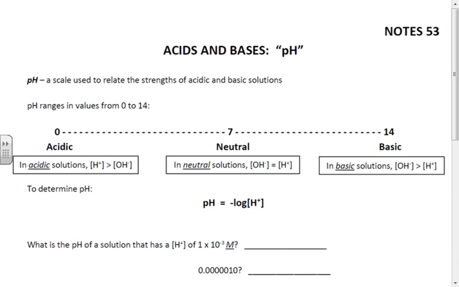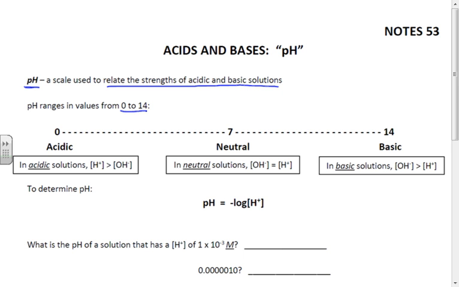When we want to indicate just how acidic or basic a solution is, we can use a value called pH. It stands for potential of hydrogen, but pH is a scale used to relate the strengths of acidic and basic solutions. And the pH range will go from 0 to 14. Sometimes you'll see pH scales going from 1 to 14, but most of them probably start with 0.